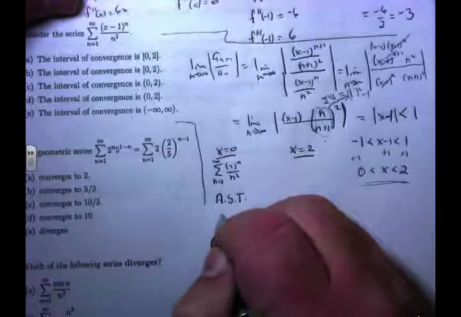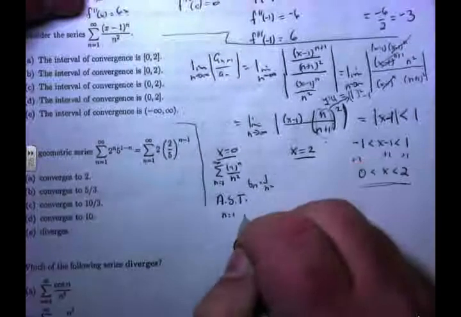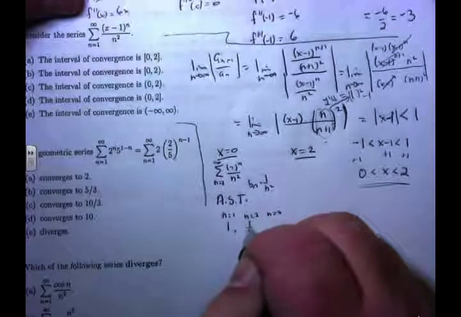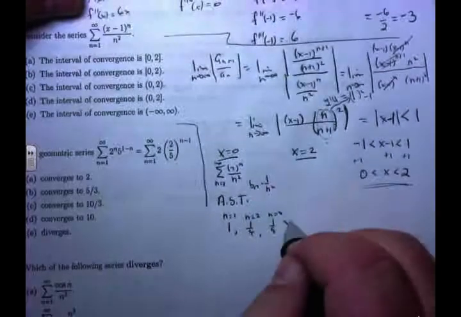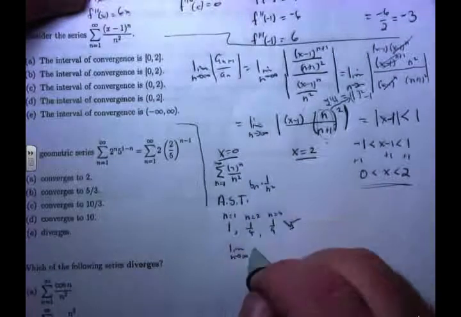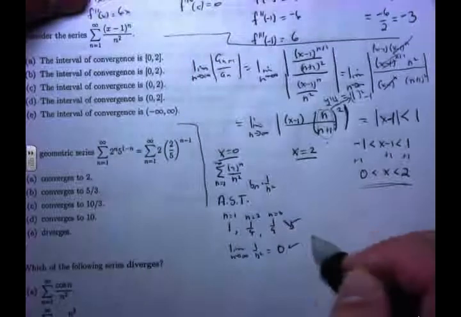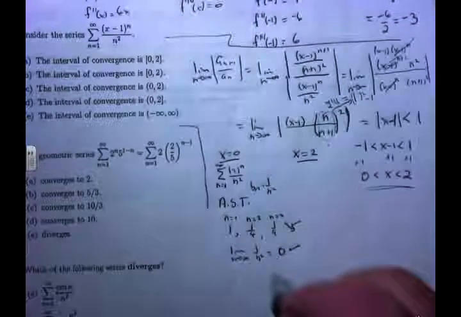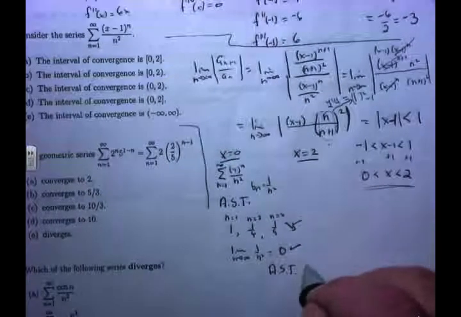Alternating series test. So you're going to write out some terms, and your b_n part is going to be the 1 over n squared. So n equals 1, n equals 2, n equals 3. 1 over 1 squared is 1, 1 over 2 squared is a fourth, 1 over 3 squared is a ninth. Notice my terms are going down. That's a check. And if I take the limit as n approaches infinity of 1 over n squared, I get 1 over infinity, which is 0, checks. So with the terms going down and the limit going to 0, what does the alternating series test tell me I'm going to get?